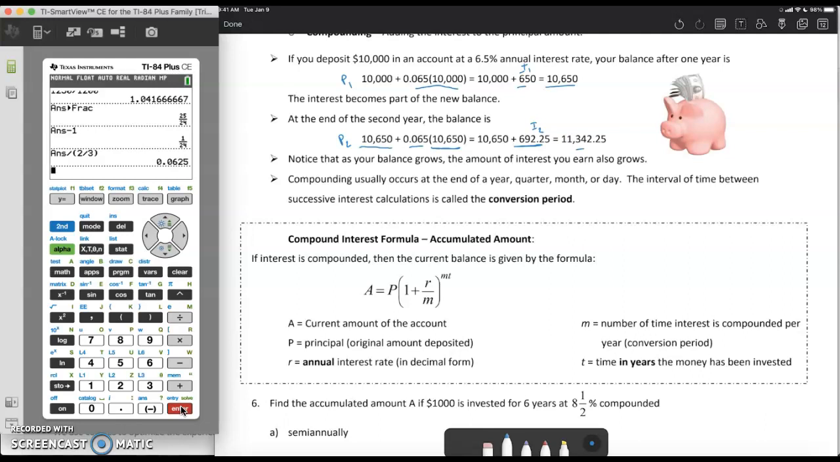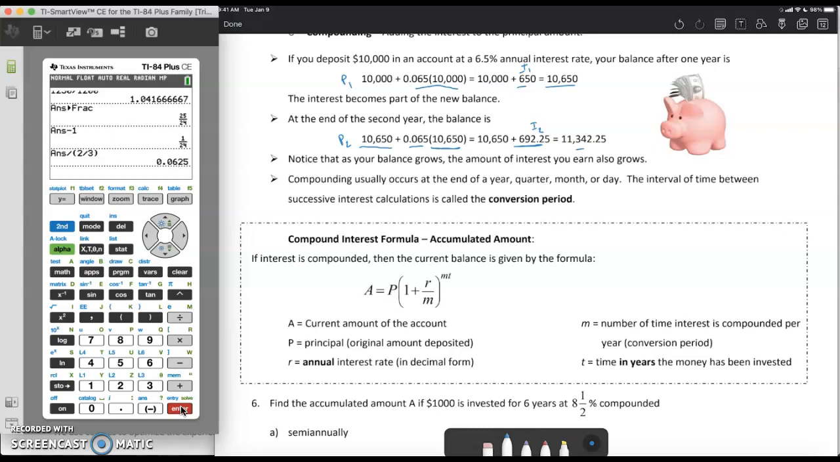So for me, A is going to be the accumulated amount, the current amount. P is the principal. R is your annual interest rate in decimal form. M is the number of times the interest is compounded per year, and T is the time in years.